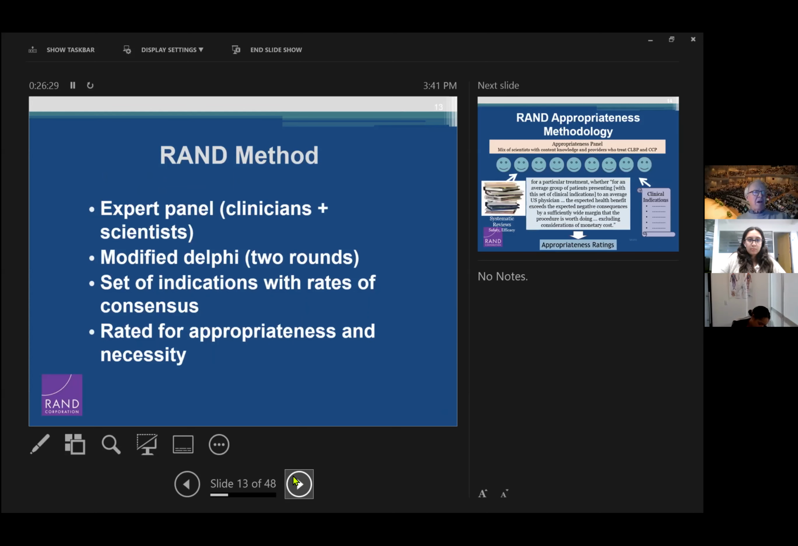So here's the RAND method. Expert panel: clinicians, scientists, clinicians get to put their clinical acumen in and they can argue. It's a modified Delphi. There's 2 rounds, one at home by yourself, one face-to-face. We get a set of indications, and then we rate the amount of inappropriate care.